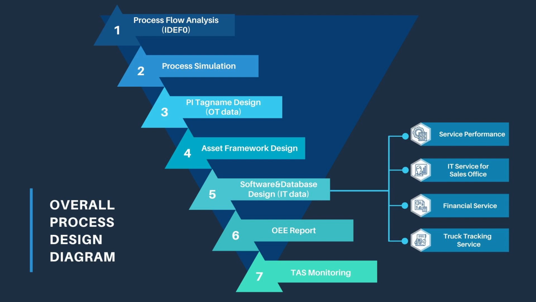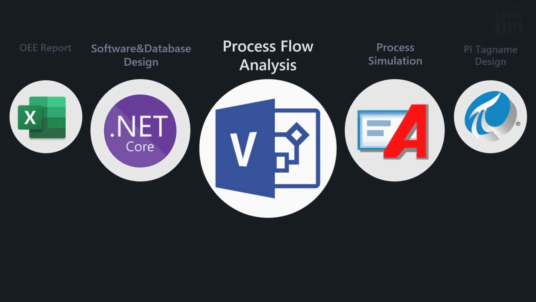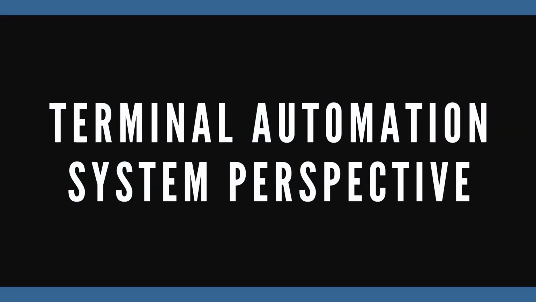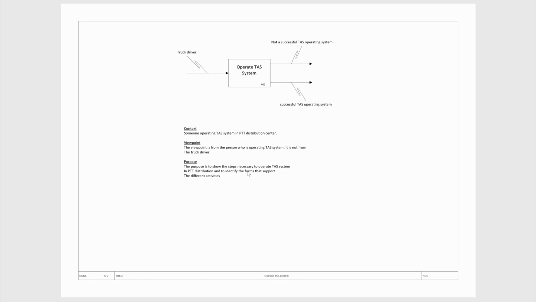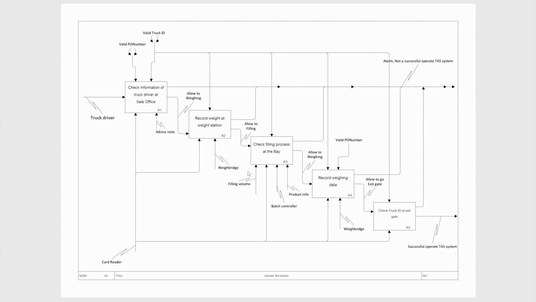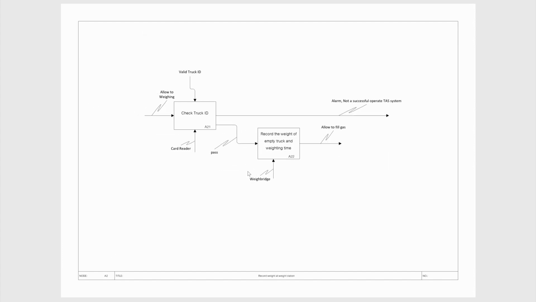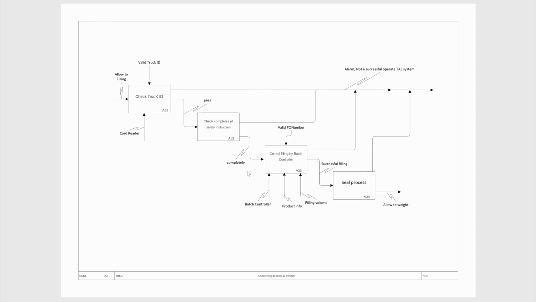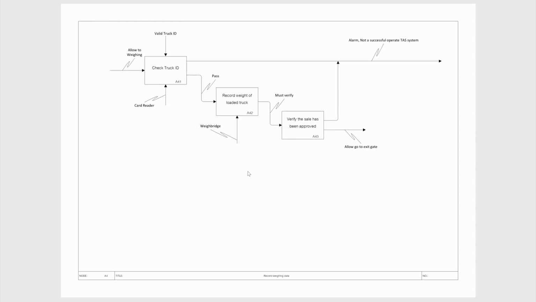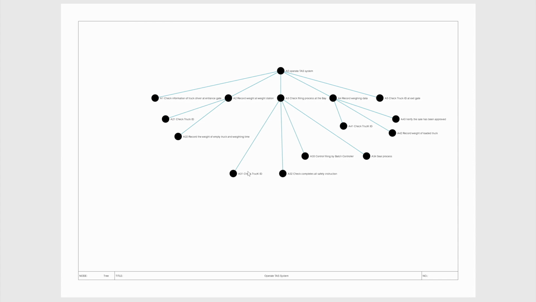For the process flow analysis IDEF0, we use IDEF0, which is a graphical process modeling methodology used to implement systems and engineer software, by using the Visio program to create IDEF0 diagrams. So this is the perspective of the terminal automation system, as this process is for the operation on each station for the system.